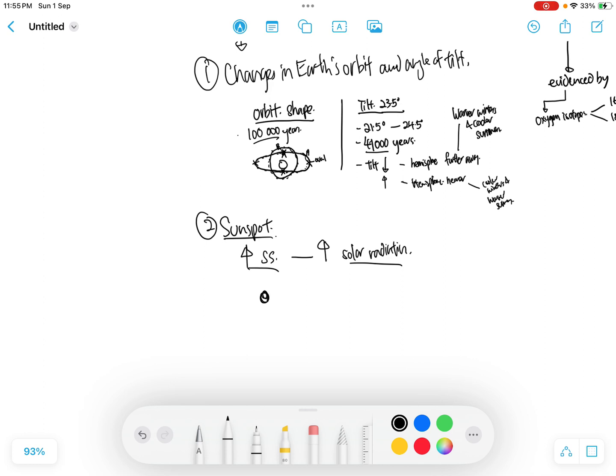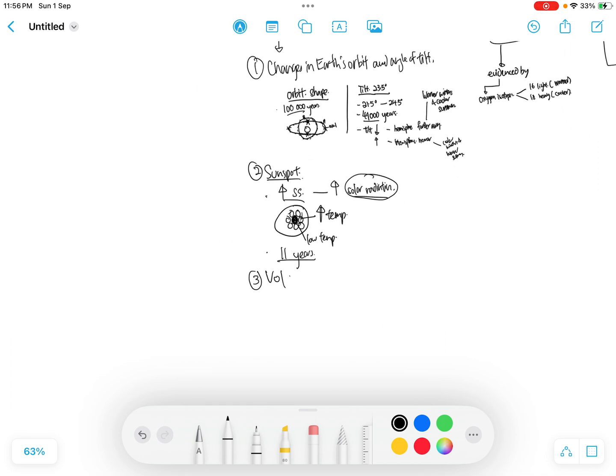Sunspots are basically areas, these are sunspots, they are dark. They are just spots in the sun, whereby this is low temperature. However, the surrounding areas will actually radiate higher temperature. So when there are more of these, what does it mean? It means that generally when there are more sunspots, there will be more solar radiation, because the area beside the sunspot will emit a higher amount of temperature, and this is in an 11 year cycle. Every 11 years there will be a cycle.